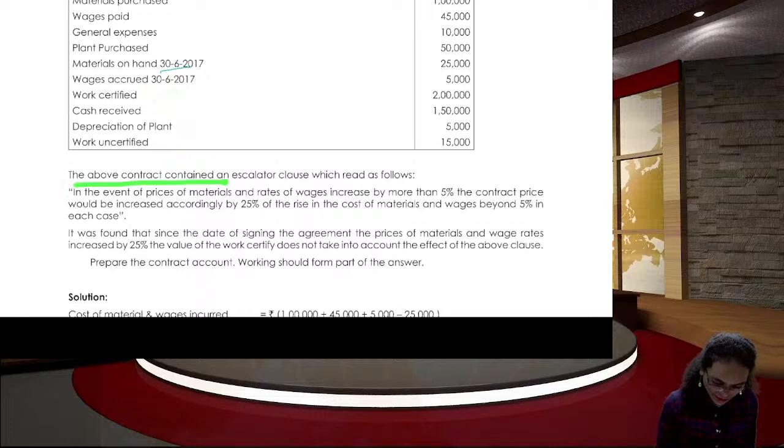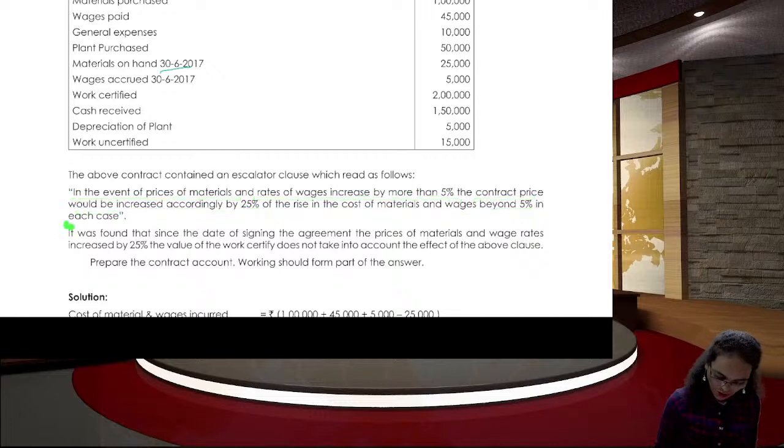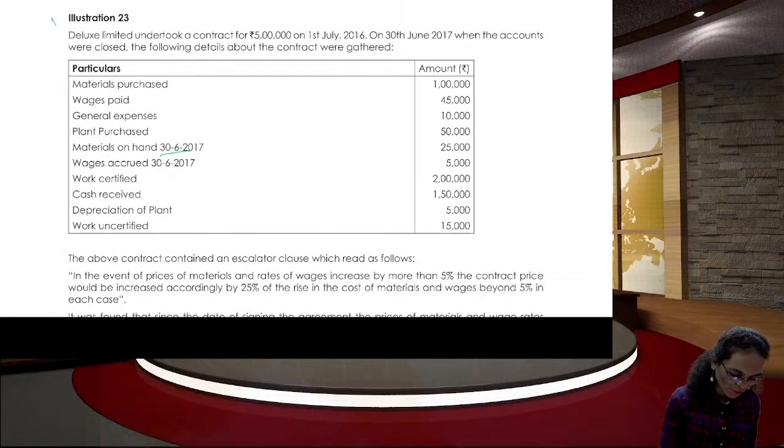The above contract contained an escalator clause which reads as follows. In the event of the price of materials and the rate of wages increasing by more than 5%, the contract price would be increased accordingly by 25% of the rise in the material cost and the wages beyond 5% in each case. See guys, this is also an important problem, can be expected in the examination.